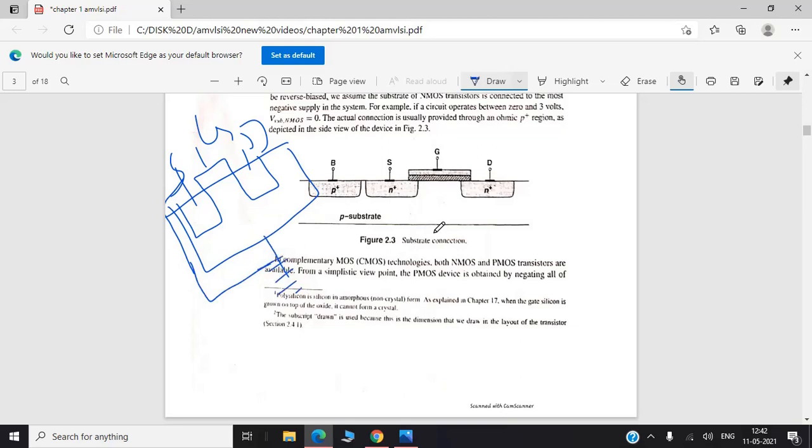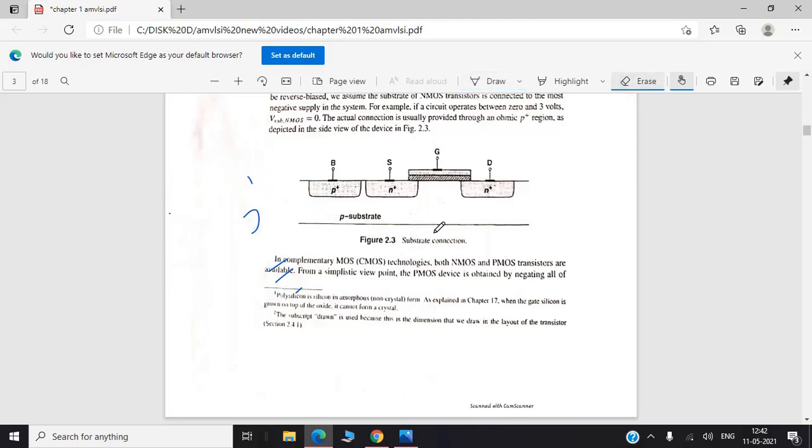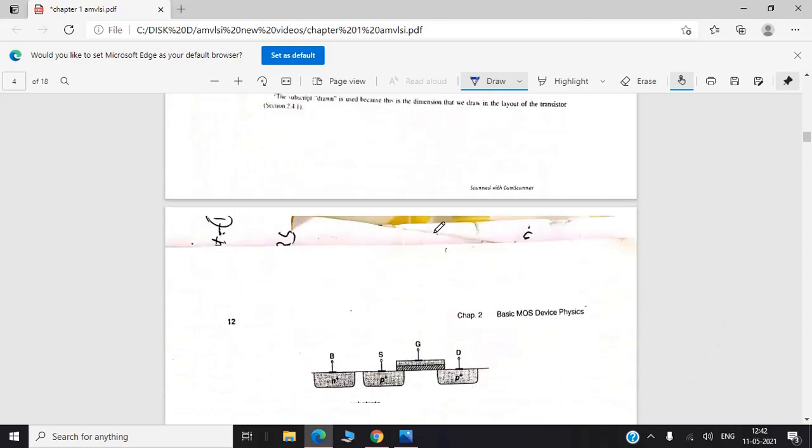This is the substrate. This is P, this is N, this is N, this is P substrate. So rather than connecting from here to here, we can connect here only, where there is place and where the substrate is P. That is what is shown here. Okay, that is the substrate connection.